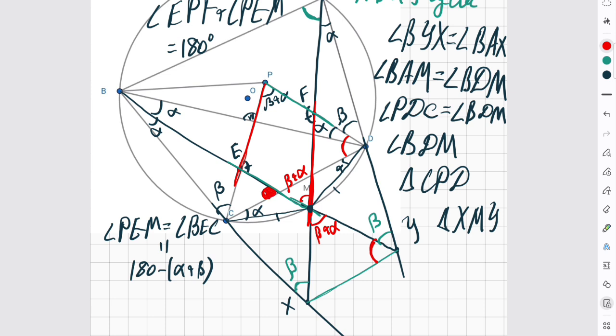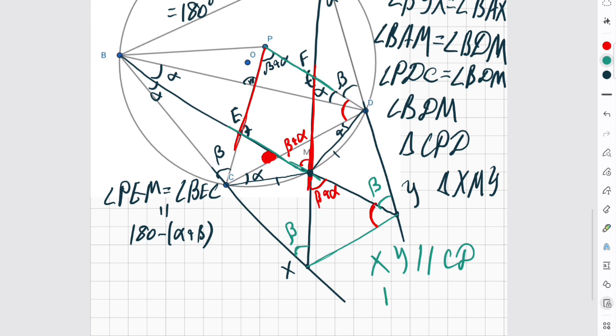And also we know that angle PDC is equal to BYX. It means that this red angle here is equal to BYX, and we found that CD is parallel to XY. Because of this, XY is parallel to CD, and then PC is parallel to MX and PD is parallel to MY.